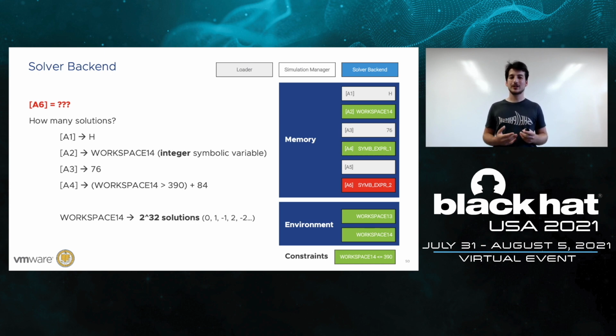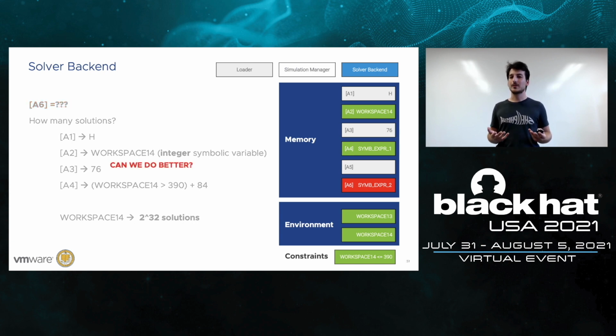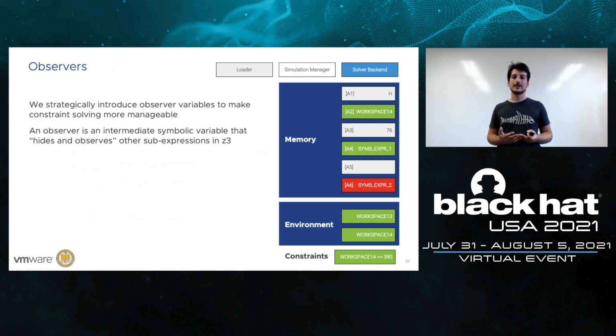We don't want to execute 2 to the 32 instructions or generate 2 to the 32 branches. But the question now becomes, can we do better than this? And our answer is that yes, we can. And the optimizations that we introduce are 2. The first one is the concept of observers. We strategically introduce some observer variables into the Z3 expressions in order to make the constraint solving more manageable.